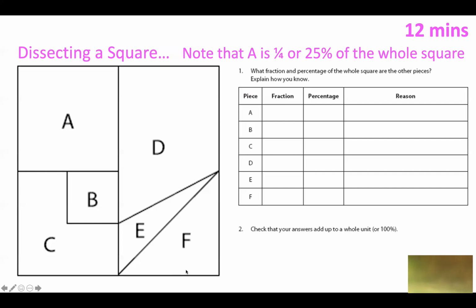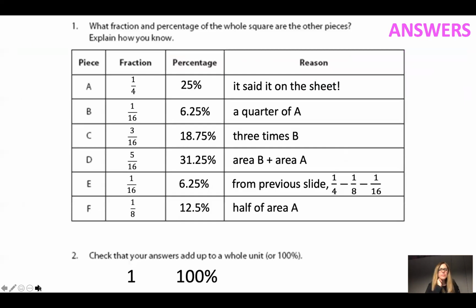Let's see how you got on. Are you ready? So a quarter, 25%, you know that. You were told that as information on the sheet. 1/16 or 6.25%. 3/16, 18.75%, 3 times B. 5/16 or 31.25%, that's area B plus area A.